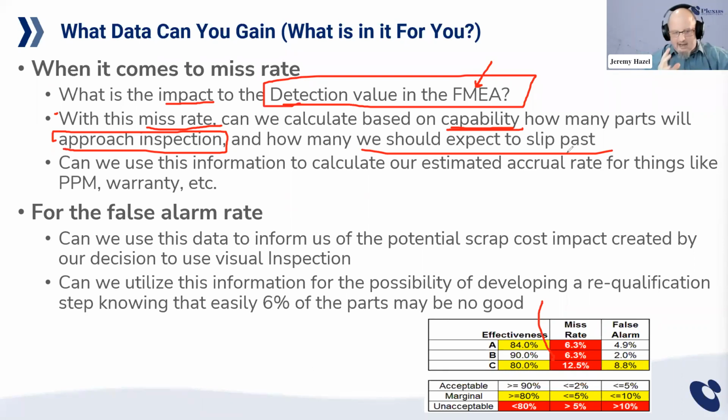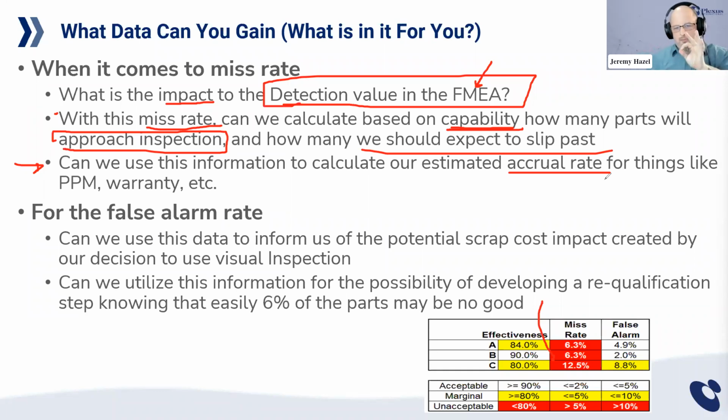This helps calculate your PPM for things like warranty, for escapes, all of that, right? And this comes back to this right here. I use this information from my MSA to calculate accrual rates. How much money do we have to put in the coffers in order to plan for the things that are inevitably going to get out?